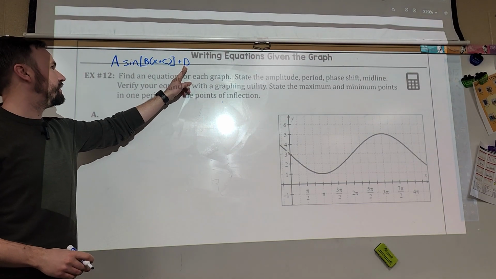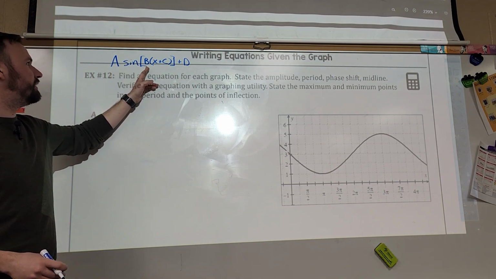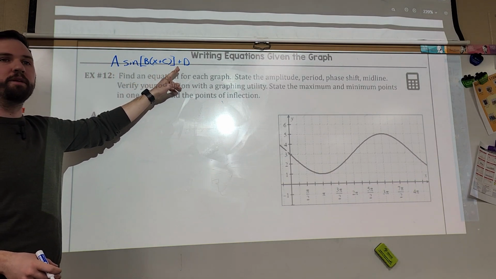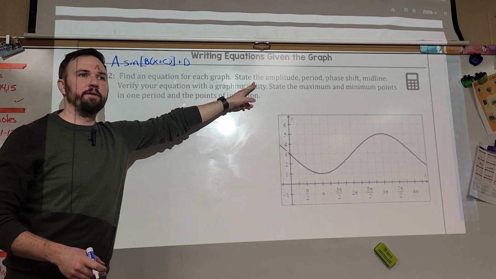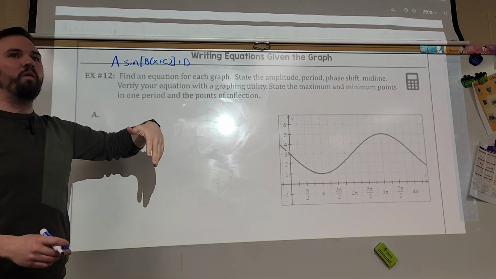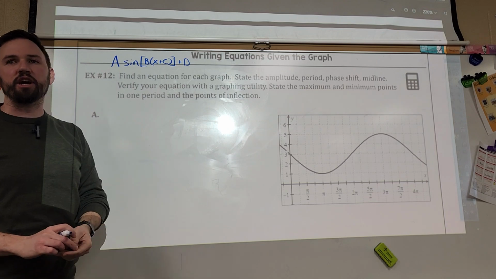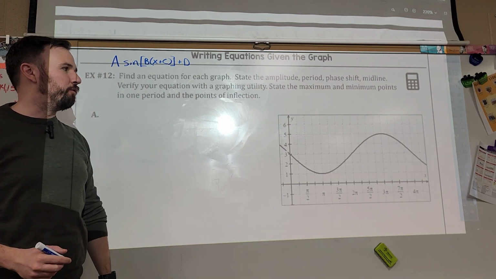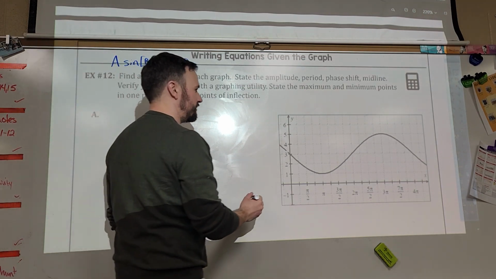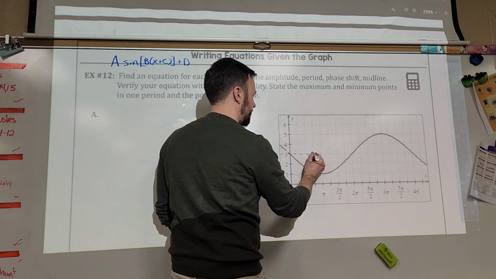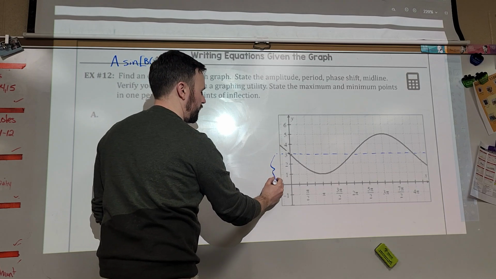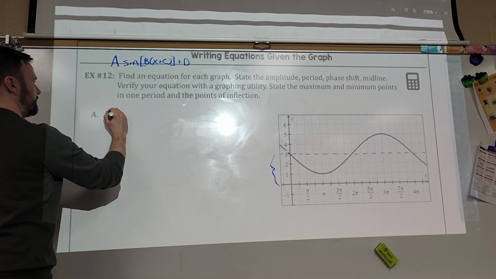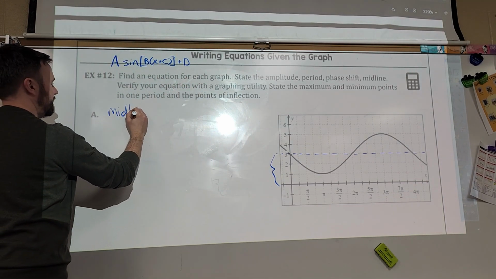This is our midline shift, amplitude, period, starting point. We can find all these, and it tells us to do it anyways. I could start with the amplitude, but what I would probably start with is finding the midline. So what is my midline on this? 3, right?